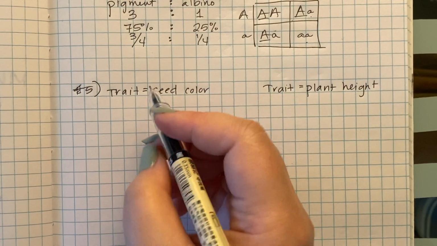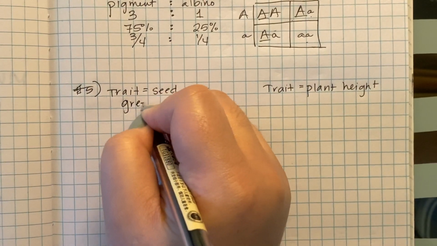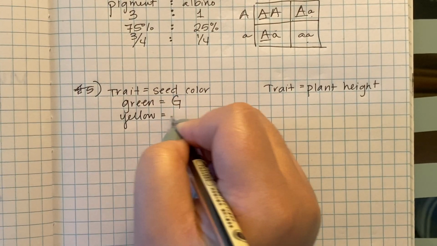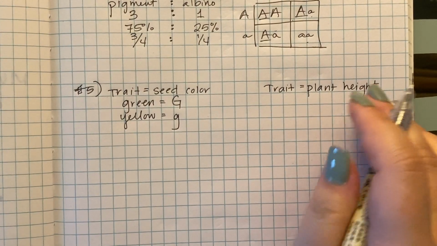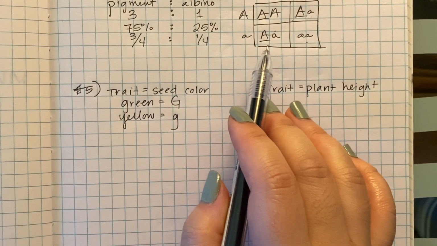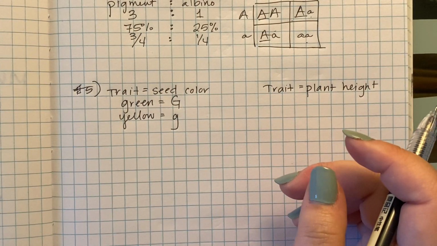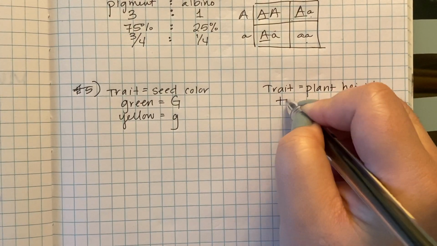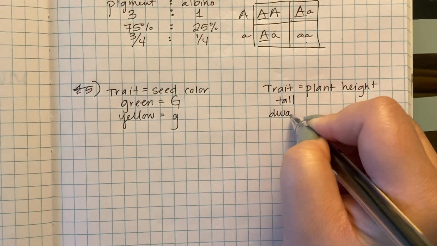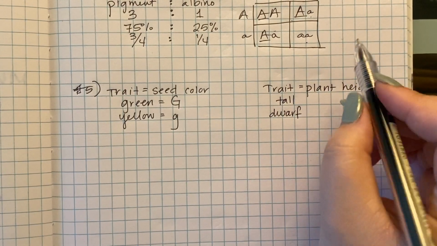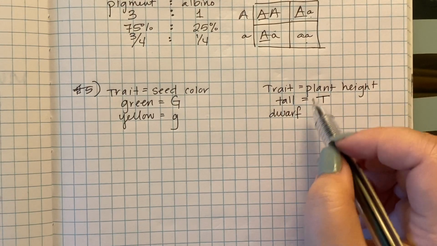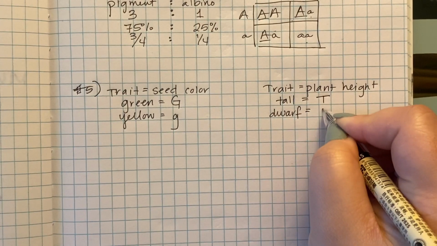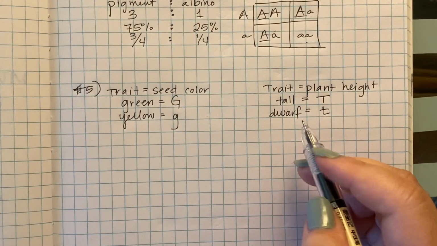So for seed color, it says being green is dominant, so I'm just going to choose G. Being yellow is recessive. The key to picking your letters is just pick letters that look different from the capital and the lowercase. Like when you choose a C or an S, sometimes it's hard to tell the difference between the two. So I try to pick something that is really different. For plant height, they said tall is dominant, and they didn't tell you the recessive, but you could just say dwarf or short. Just do the opposite of your dominant allele. So I make my T look really different.